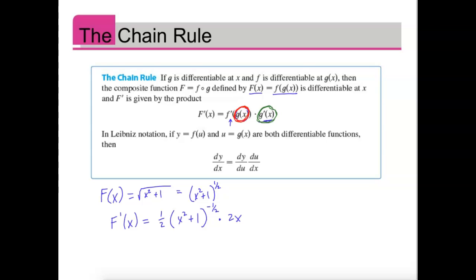The Leibniz notation is if I let y equal f of u and u equal g of x, then technically y equals f of g of x, right? So it's saying you take the derivative of the outside function with respect to u times the derivative of the inside function, which is u, with respect to x.